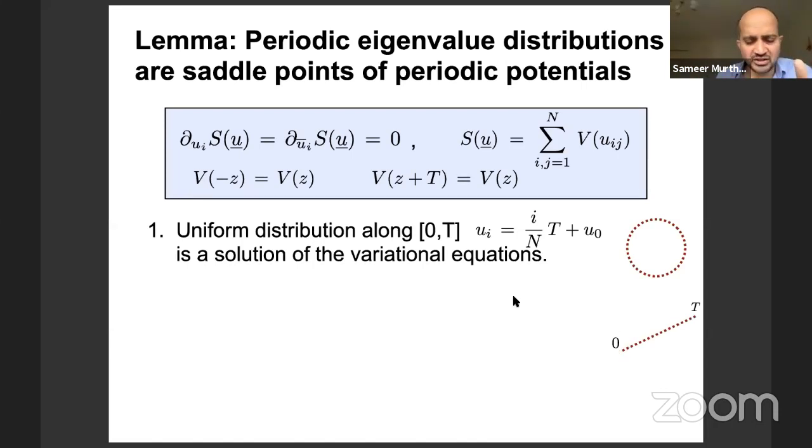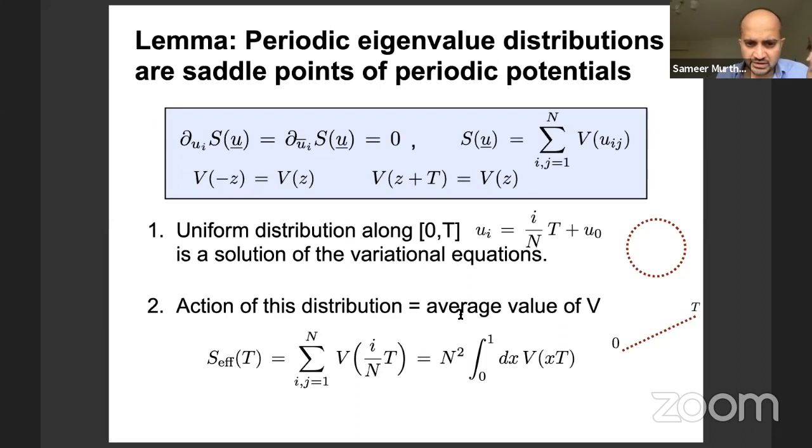That's very easy to verify. I just gave you the intuition earlier. It's a two-line calculation. And the second part of the lemma is also not difficult: the action of this distribution is the average value of the potential along that period. This is not completely obvious, but it's a three-line calculation. You can just do this. This is not at large N. This is for any N. This is true. We're going to use it at large N. So we want to use this lemma. This you can verify. It's an exercise. You can verify very easily.